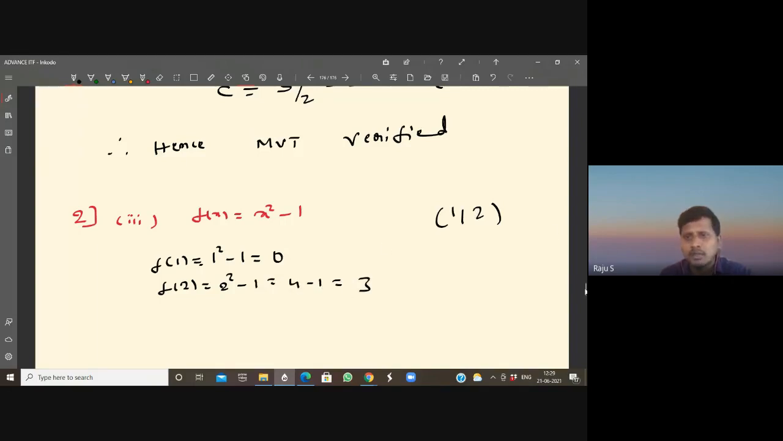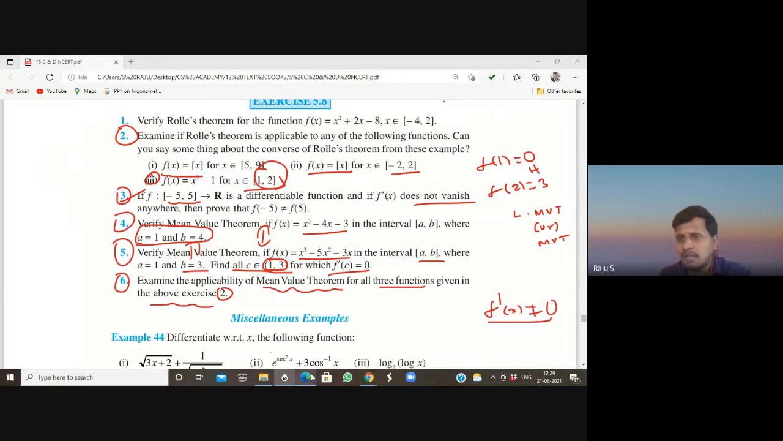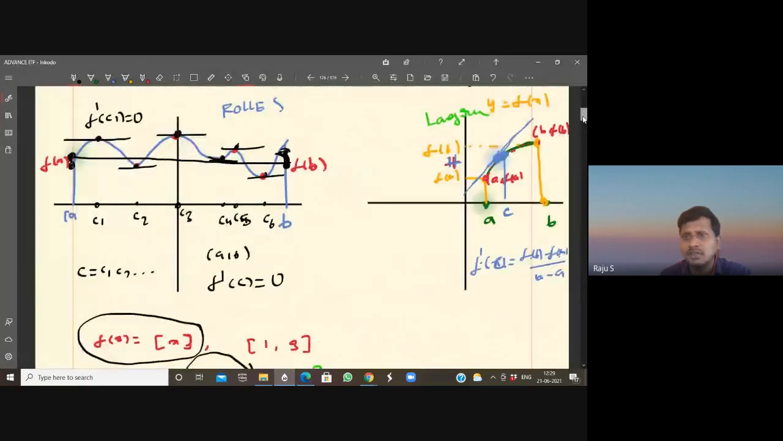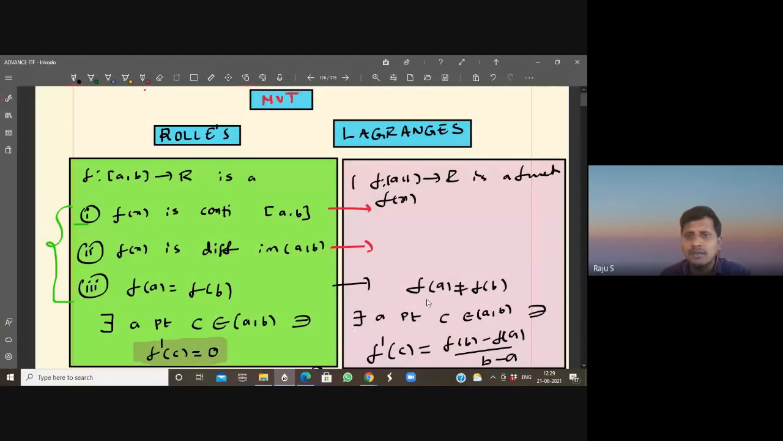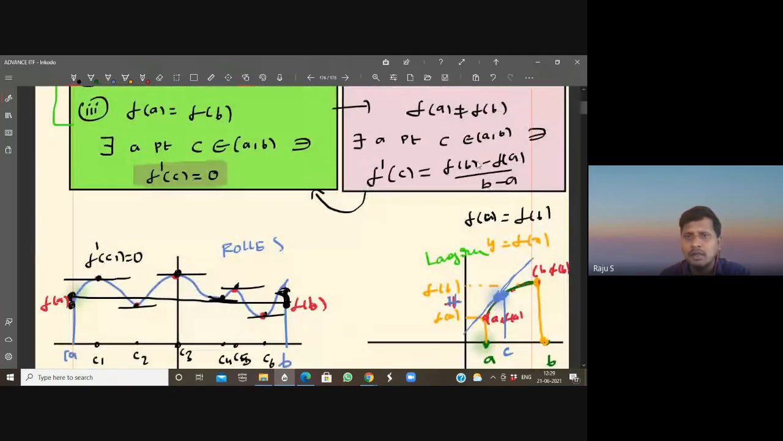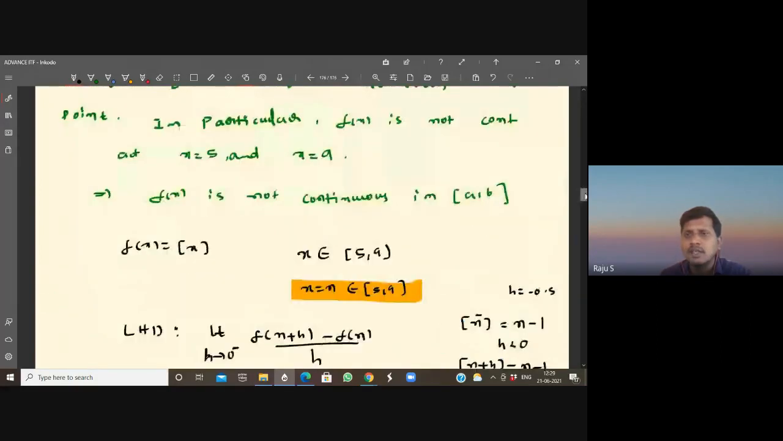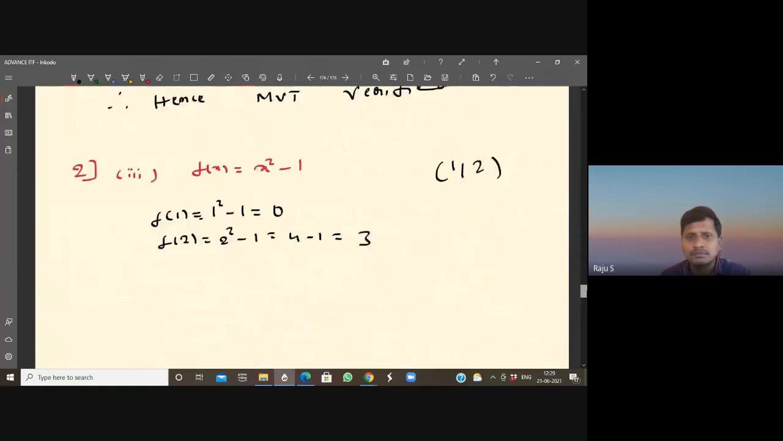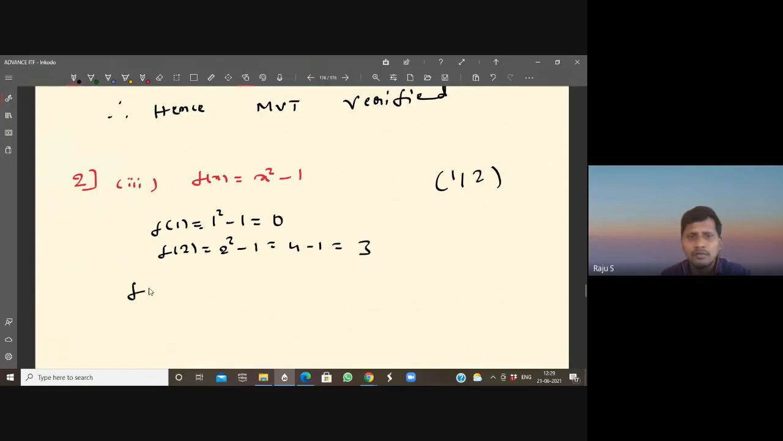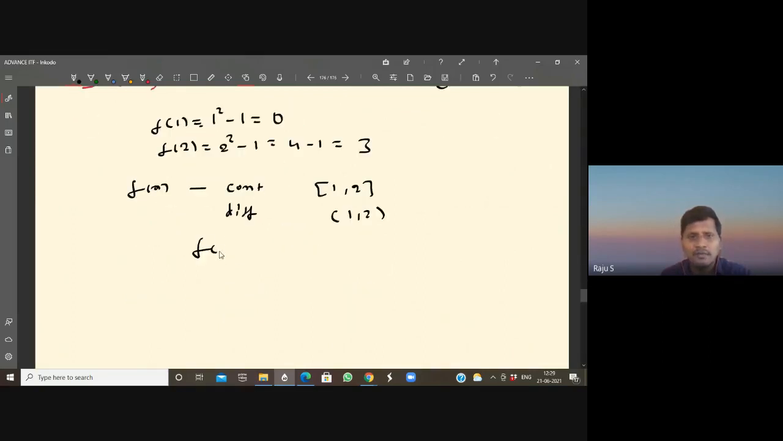3. So clearly the given function is continuous and differentiable. By the mean value theorem, when the function is continuous and differentiable, and also f of 1 is not equal to f of 2, it satisfies all conditions of Lagrange's theorem. Then there exists a point c in the open interval a comma b such that f dash of c. Here also it is the same. F of x is continuous in the closed interval 1 comma 2, differentiable in the open interval 1 comma 2, and f of 1 is not equal to f of 2, then there exists a point c in the open interval 1 comma 2 such that f dash of c should be equal to what?